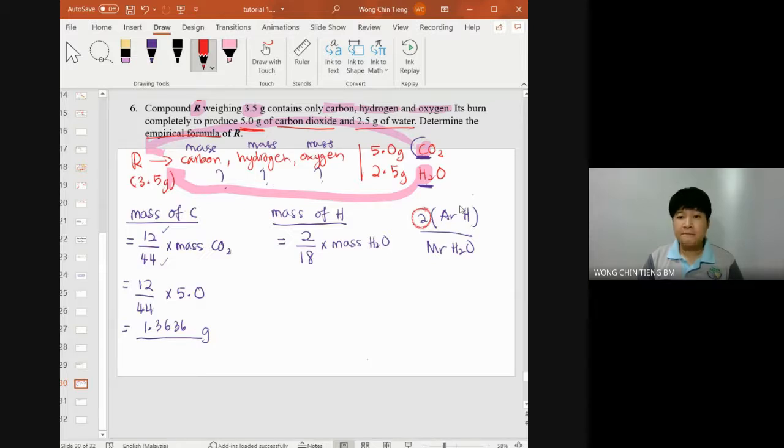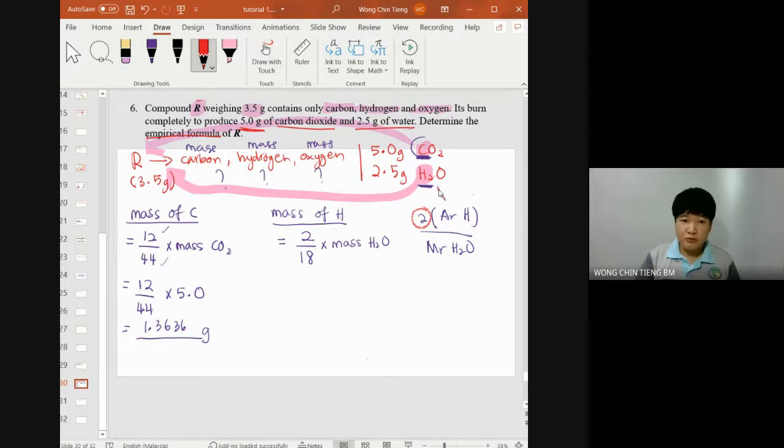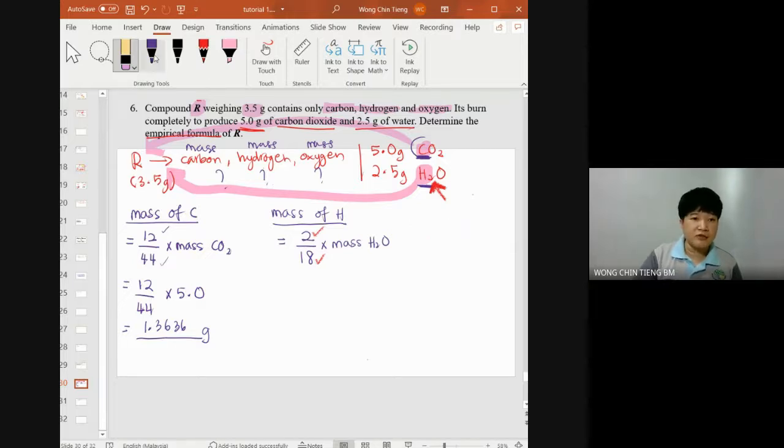Tak dengar. Mic. Sebab H2O tu H dia ada 2. Yes, because dalam satu H2O, H ada 2. Sebab tu kamu kena 2 darab relative atomic mass of hydrogen which is 1. So 2 darab 1 kamu dapat 2. Molar mass of water 18 straight away. Okay, that is the reason why you have this formula. And then kamu akan darab dengan the mass of water given again, 2/18 times 2.5.